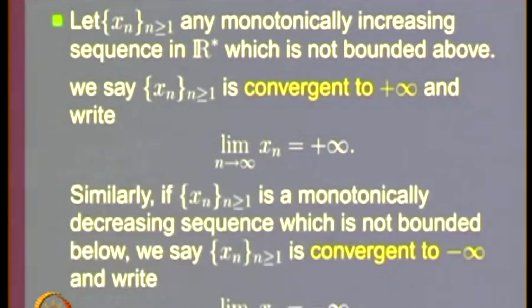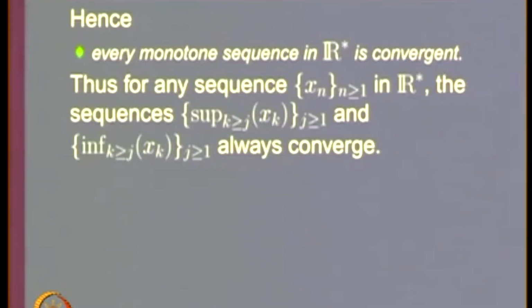Similarly, a sequence xn in R star which is monotonically decreasing and not bounded below, we say it converges to minus infinity and write this as limit n going to infinity of xn is equal to minus infinity. So this is how we will analyze sequences in R star which are monotonically increasing or monotonically decreasing. Similar concepts can be developed for series in R. So let us just say a few things about sequences.